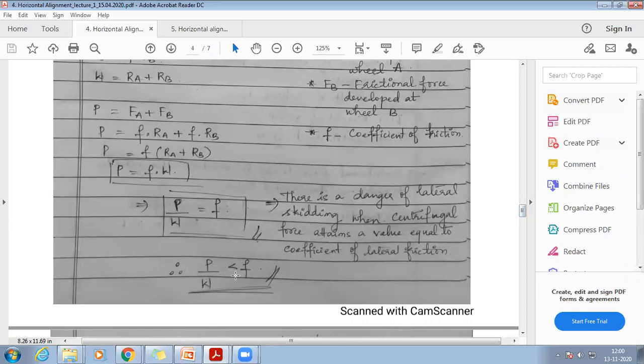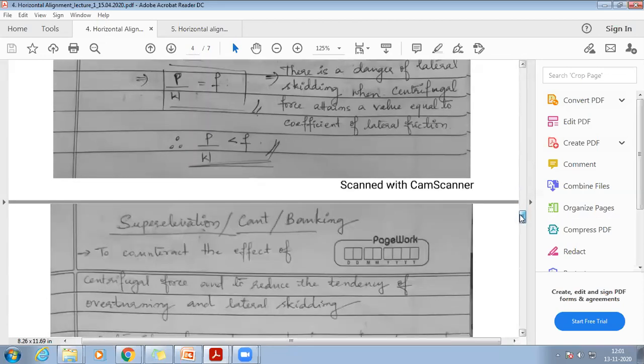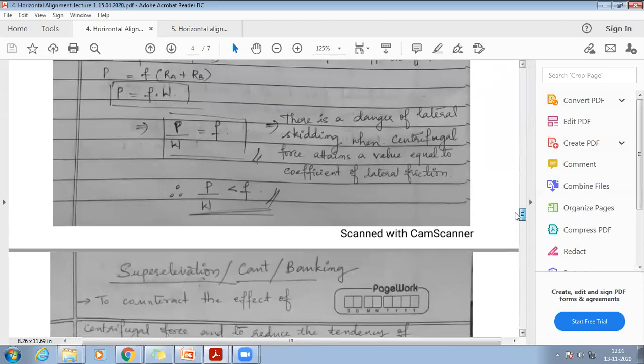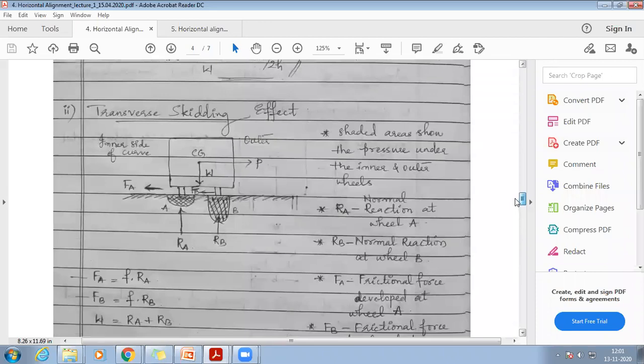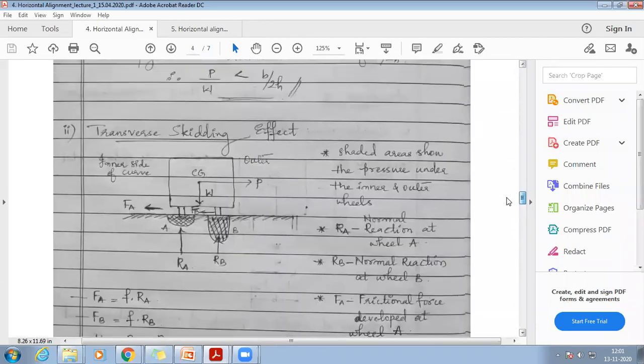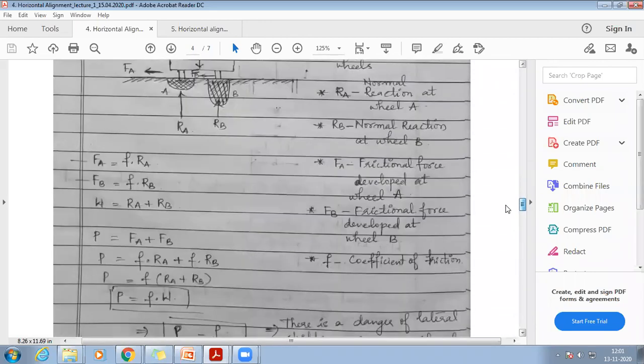So in the case of sight distance, the frictional coefficient used will be the longitudinal frictional coefficient, and in the case of horizontal curves, the friction used will be the coefficient of lateral friction, that is 0.15. Longitudinal frictional coefficient will be 0.35. So these are the two scenarios which we had seen based on the effects of the centrifugal force, that is the transverse skidding and the overturning.